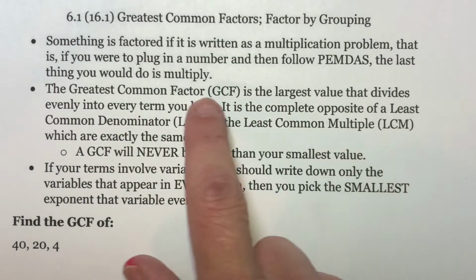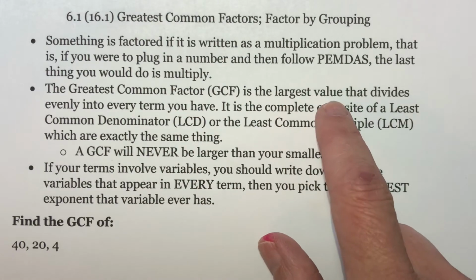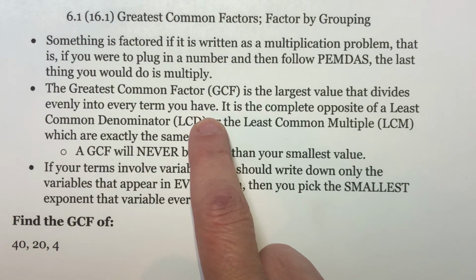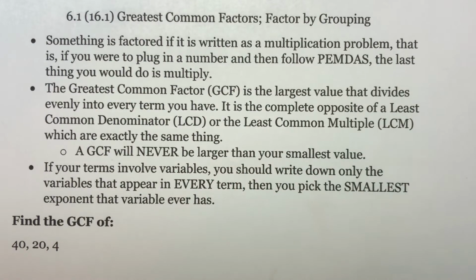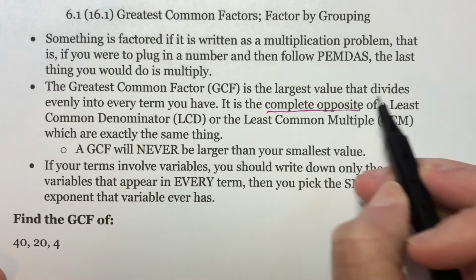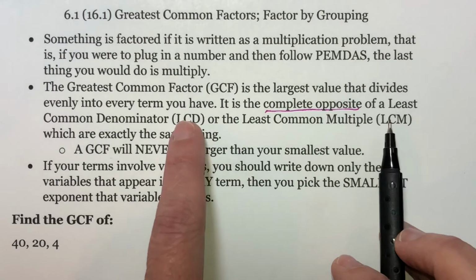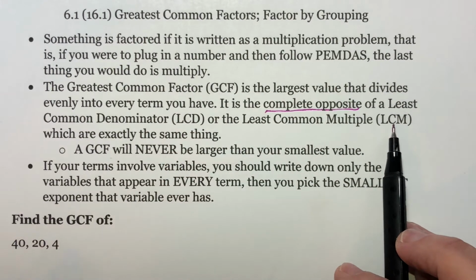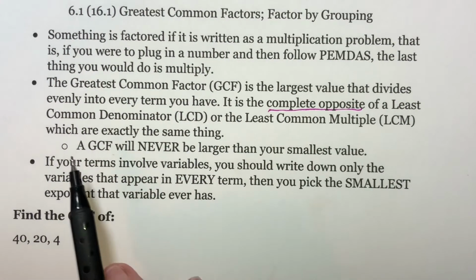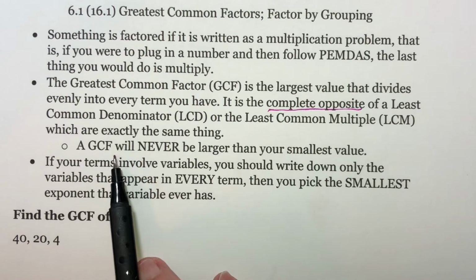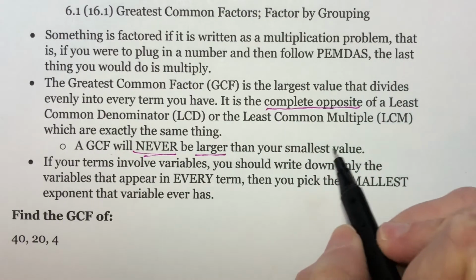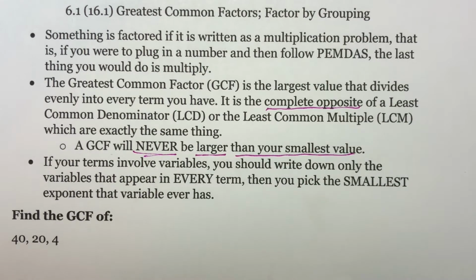The greatest common factor is the largest value that divides evenly into every term you have. It is the complete opposite of a least common denominator or least common multiple. LCD and LCM are essentially the same thing. Here's things you need to remember. A GCF, a greatest common factor, will never be larger than your smallest value.